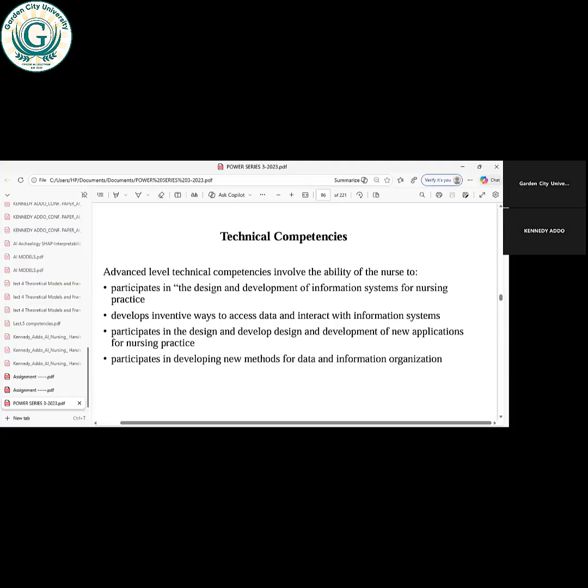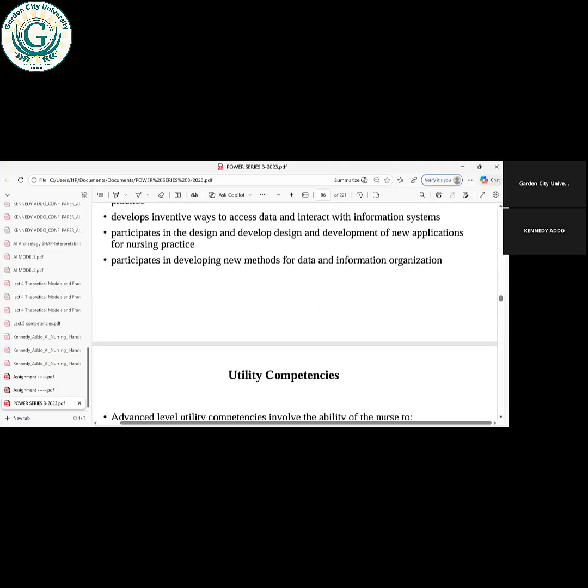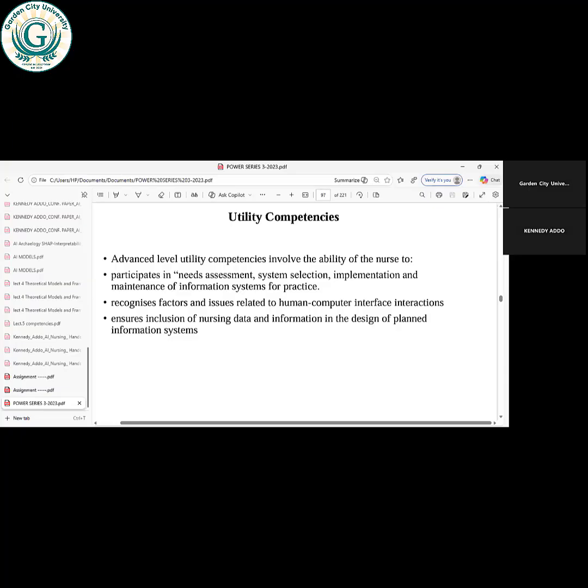Participate in design and development of new applications for nursing practice. Then participate in developing new methods for data and information organization. Utility competencies. Professionally, as somebody who has advanced, you should be able to do needs assessment. How many computers are required at a particular ward? How many computer systems do we need to beef up? System selection, very, very important.